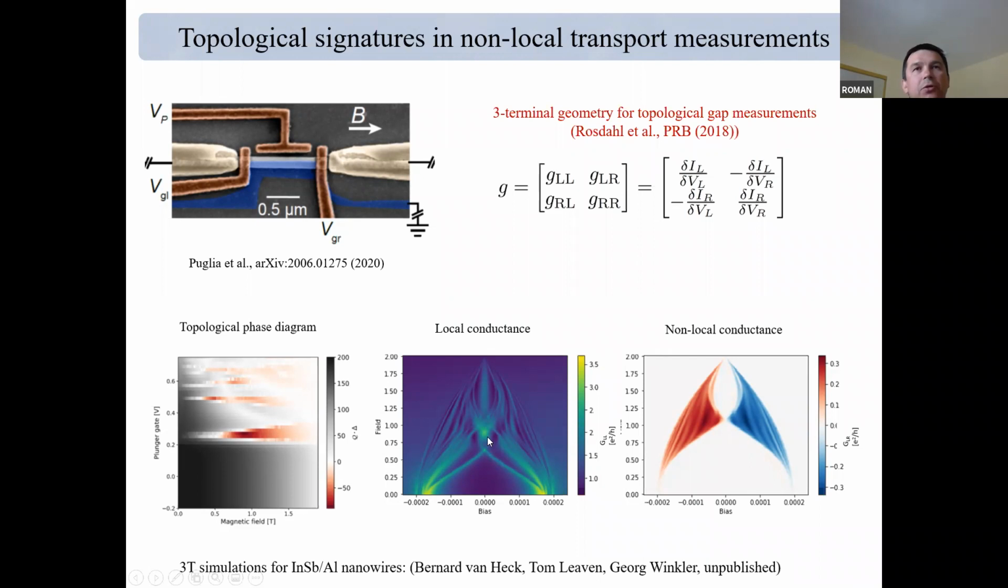You can see lots of closing and reopening. And of course, with limited resolution due to temperature broadening, it's very difficult to establish which peak is topological and which one is not. But the signatures in non-local conductance are very clear. So here the gap is closing, and then the gap is reopening. And so you can identify the exact position where the gap closed, and this is the topological Majorana peak.